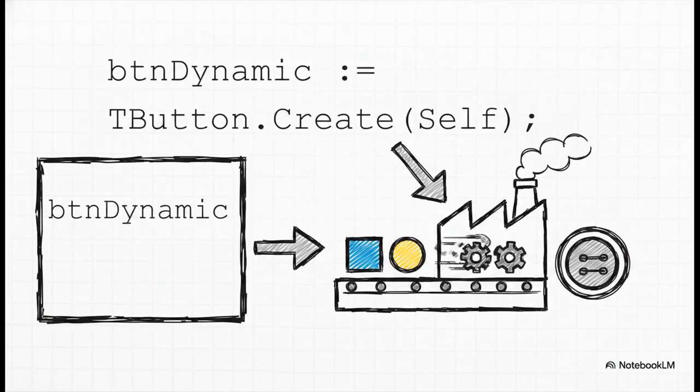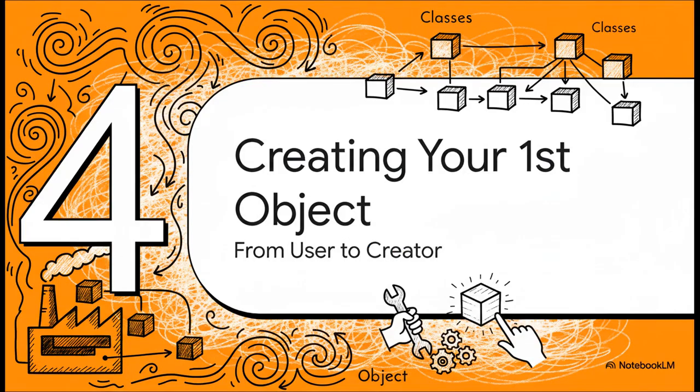And I bet you've typed this line of code 1,000 times. That .Create method, that is the constructor. This is the command that says, hey, TButton class, run your constructor, build me a new button object, and when you're done, put it in my btnDynamic variable. And by the way, this whole process of creating an object from a class has a name. It's called instantiation.